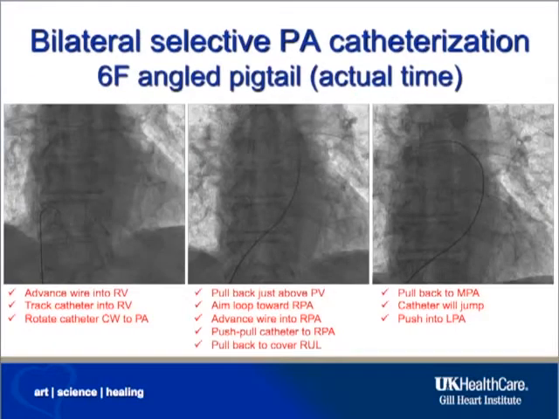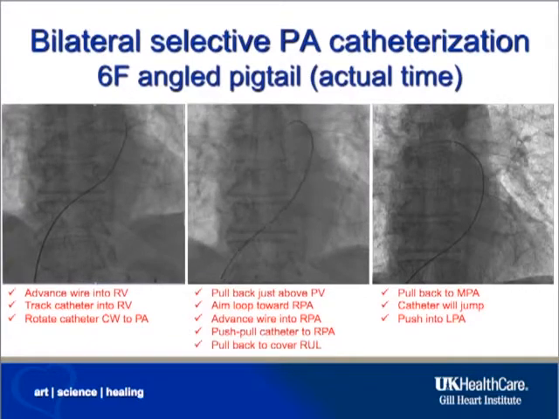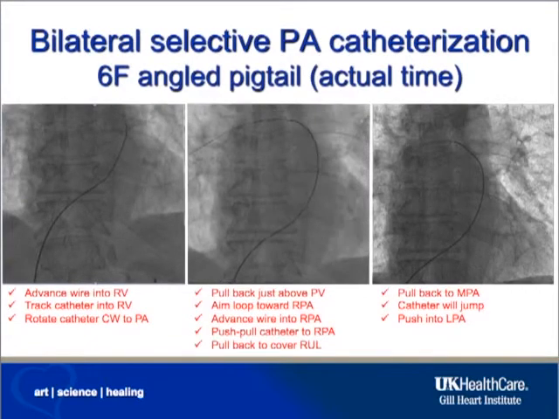This is how long the access takes in real time. Advance the wire and catheter into the right ventricle. Push-pull, rotate up into the main pulmonary artery. From here, push-pull to advance into the right pulmonary artery.